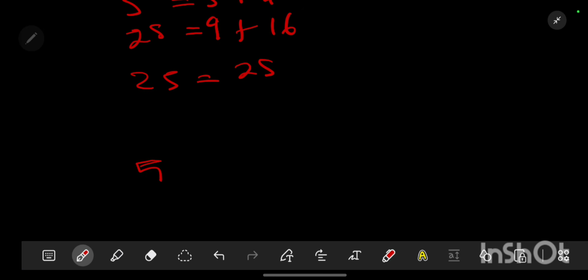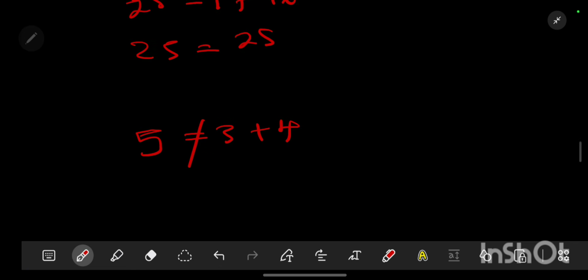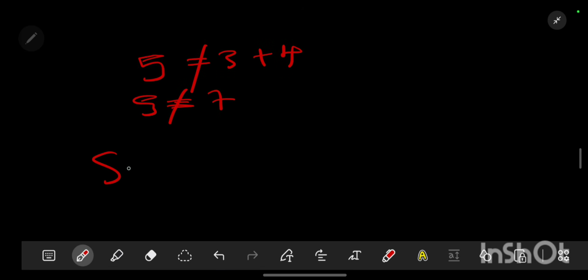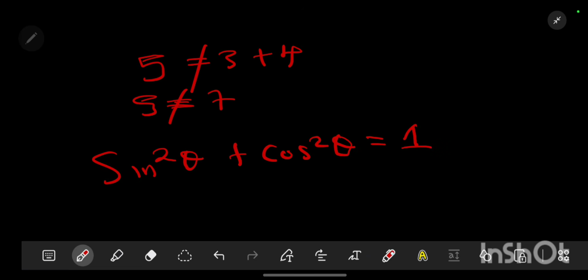Likewise, if you have 5 equal to 3 plus 4, this is not true. Despite the squares being true, the addition of the individual numbers is not, because this would be 5 equal to 7, which is not true. So likewise, under these identities, we have sine squared theta plus cos squared theta equal to 1. It is only the square that will be equal to 1.